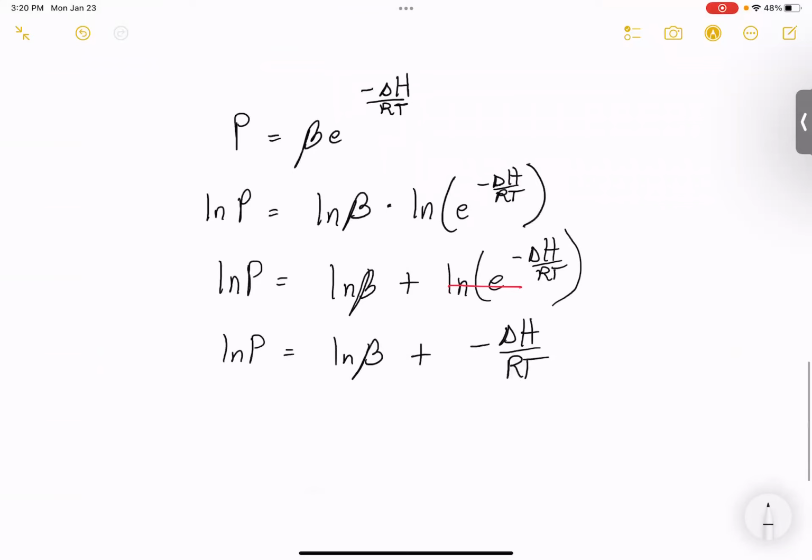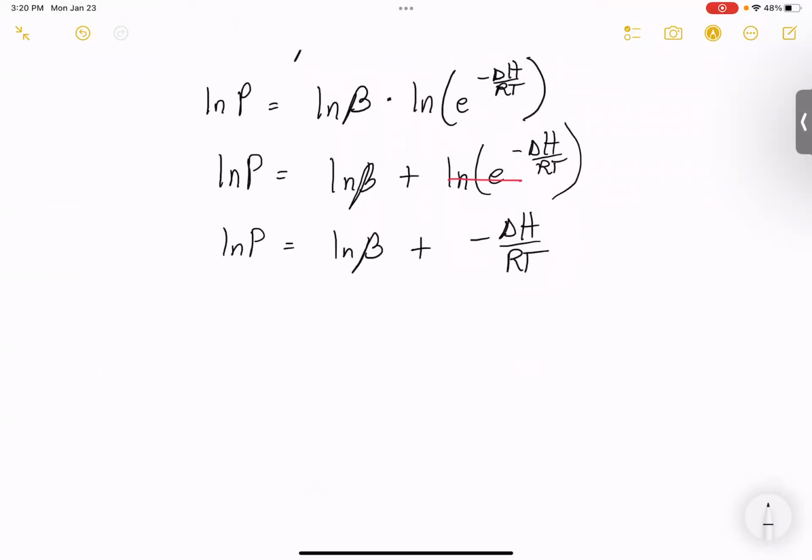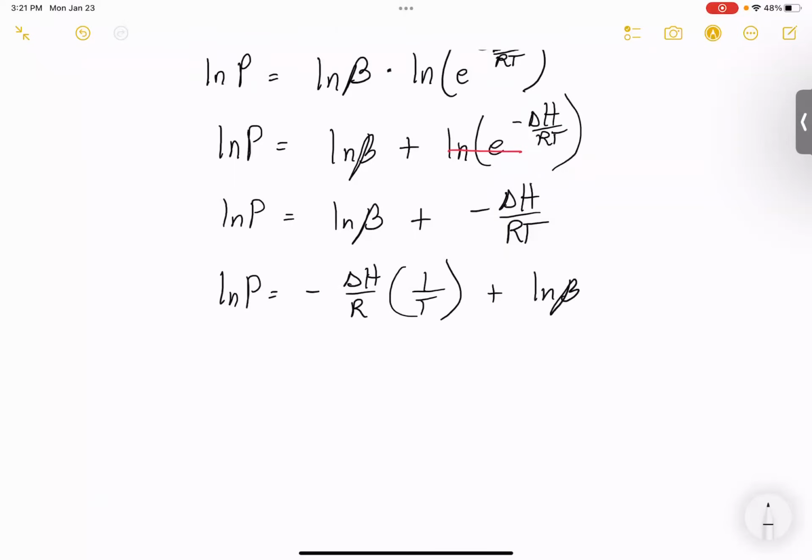And I'm going to rearrange this a little bit. So we get the natural log of P is equal to negative delta H over R times 1 over T plus natural log of beta. And when you do that, folks, you have taken an exponential function and you have turned it into a linear function that meets the equation y equals mx plus b.